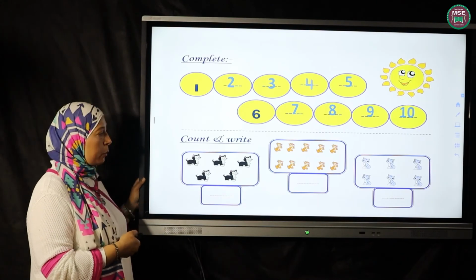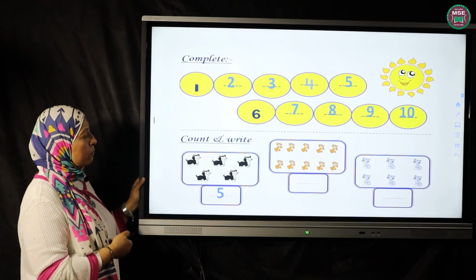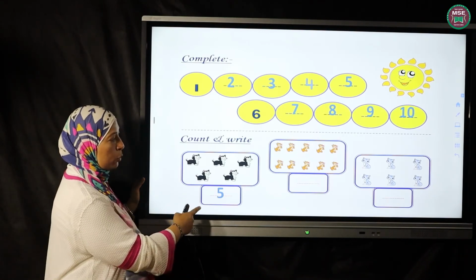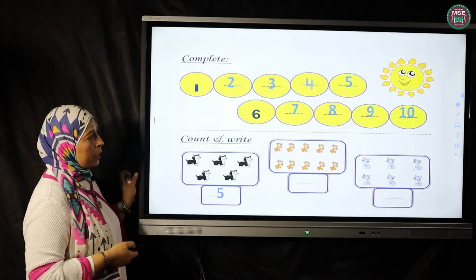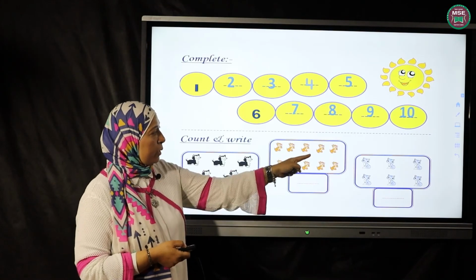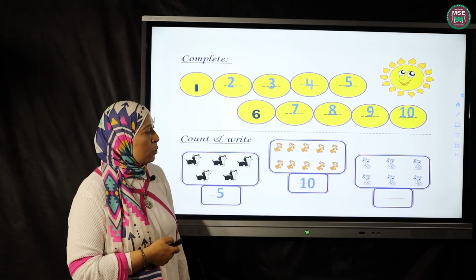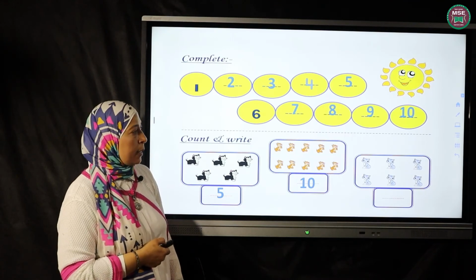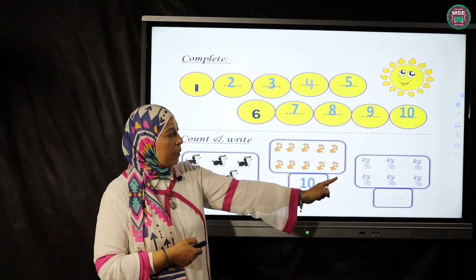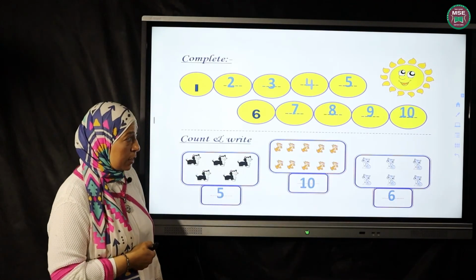It's very easy, just like with the other one. Let's count the first one. 1, 2, 3, 4, 5. So we wrote number 5. Here, how many? Let's count. 1, 2, 3, 4, 5, 6, 7, 8, 9, 10. So we're going to write number 10. The last one, let's count it. 1, 2, 3, 4, 5, 6. So we're going to write number 6.